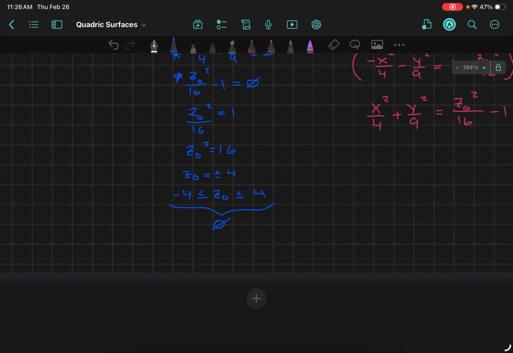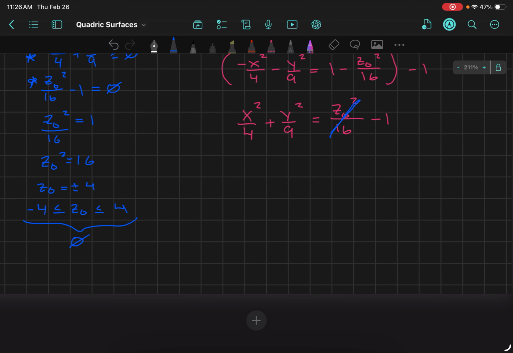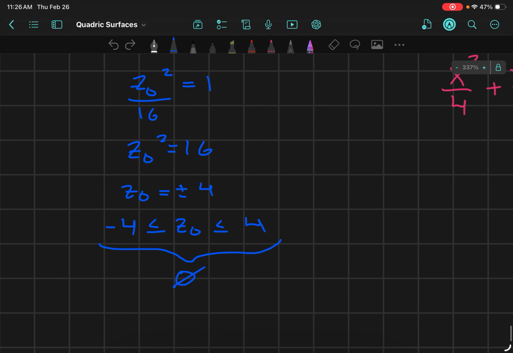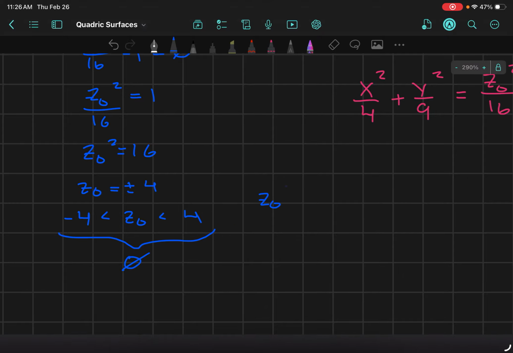If, for example, we have anything in between this inequality, such as 0, let's use 0 as an example. If z naught was set to 0, that means our x squared over 4 plus y squared over 9 is equal to negative 1. That cannot happen because, as we stated above, x squared over 4 plus y squared over 9 must be greater than or equal to 0. Meaning, this inequality makes it so that our z naught cannot be anything in between. So essentially, the absolute value of our z naught must be greater than 4. If it is less than 4, no solution.